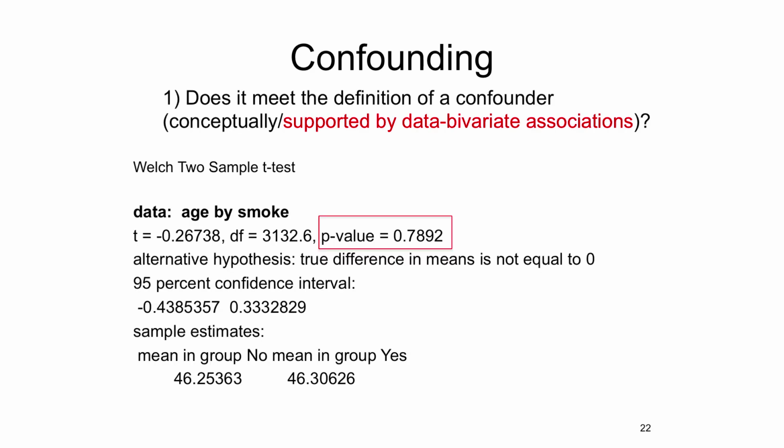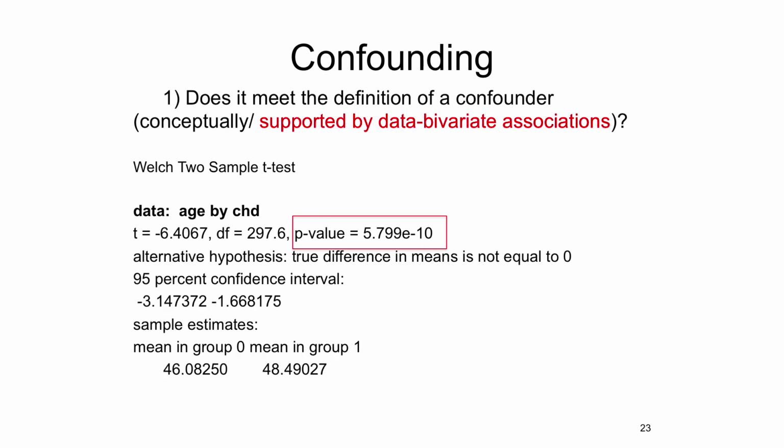As you can see, a two-sample t-test suggests no significant association between age and smoke. The mean age is similar for smokers and non-smokers. If we look at the results for a two-sample t-test of the relationship between age and CHD, we can see that there's a significant difference in the mean age by CHD status. Those with CHD tend to be older than those without CHD.